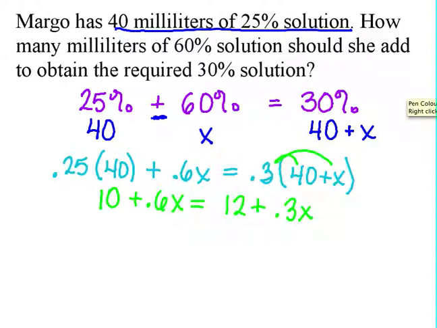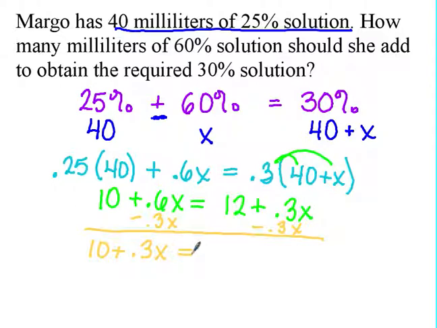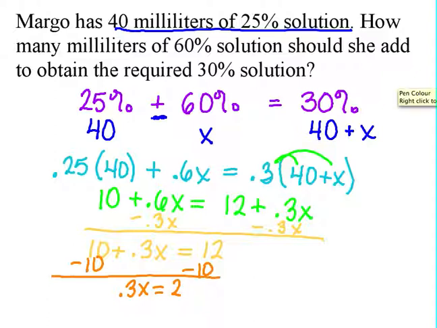So now what I need to do is get x's on one side. So I'm going to subtract 0.3x from both sides. So I end up with 10 plus 0.3x equals what? 12. What do you do now? Minus 10. Good. So I get 0.3x to equal what? 2. Very good. What do you do now? Divide by 0.3. So what does x equal?